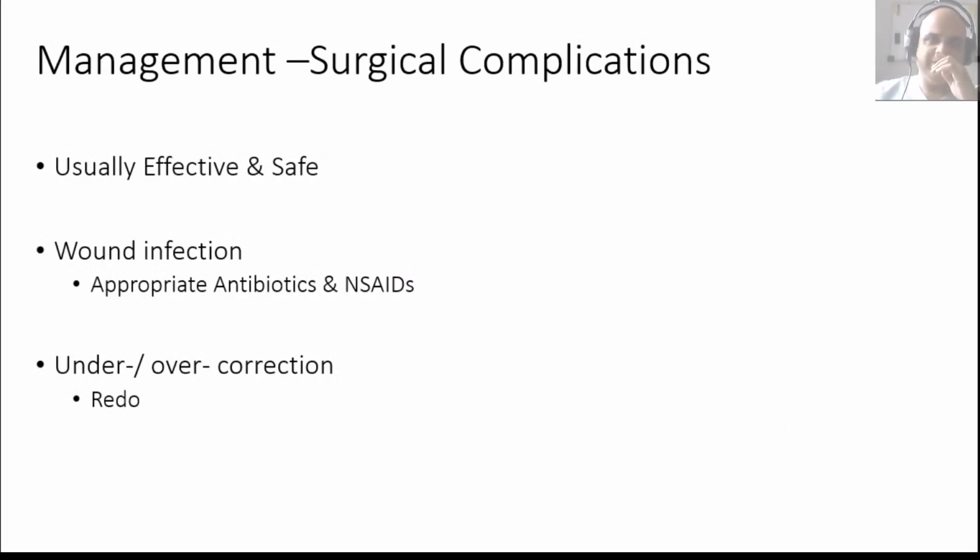Surgery is again relatively safe. You need oculoplastics or a plastic surgeon or well-trained general ophthalmologist who's done a lot of these procedures to get the best results. You can get wound infection, and appropriate antibiotics and NSAIDs can handle it, and over and under correction is basically redoing the procedure. Quicker reversing sutures are easier because you can simply remove a suture if it's overcorrecting. If it's undercorrecting, you can apply a suture with a little bit more strength and tension.